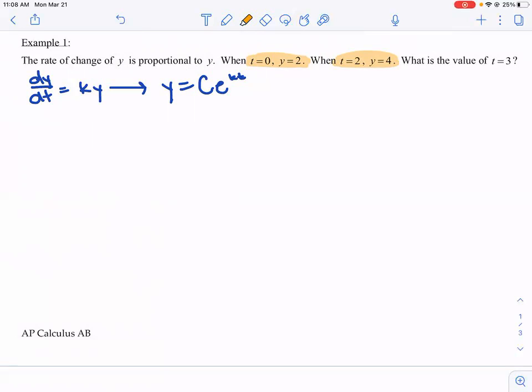What is the value when t equals 3? So first, we need to take this information and figure out what c and k are. Let's use one at a time. Do we know c? You bet we do. When t equals 0, our value is 2.